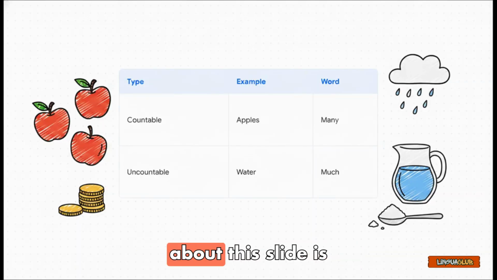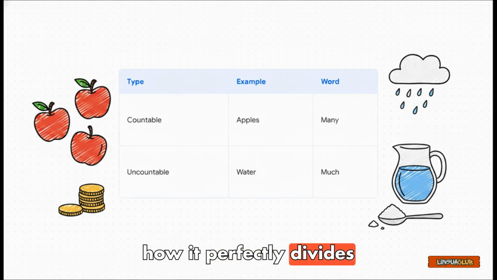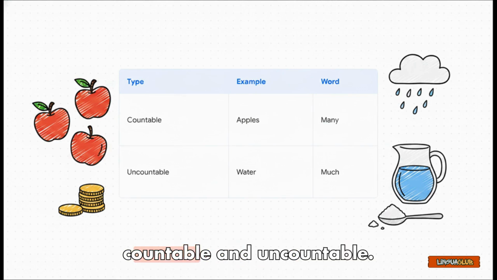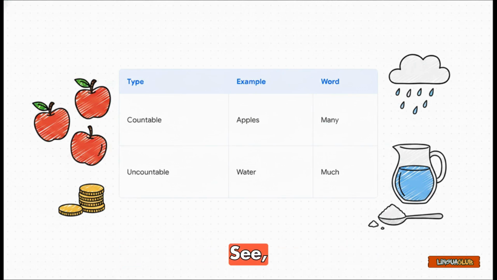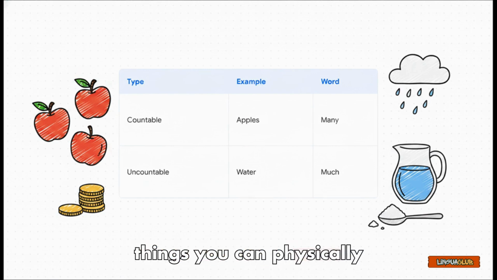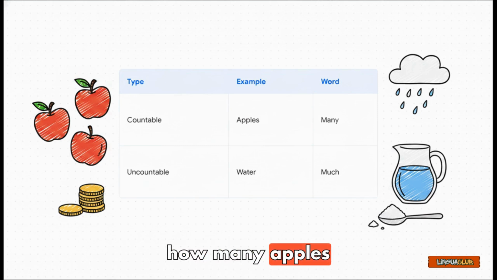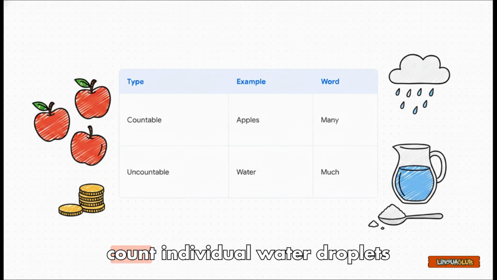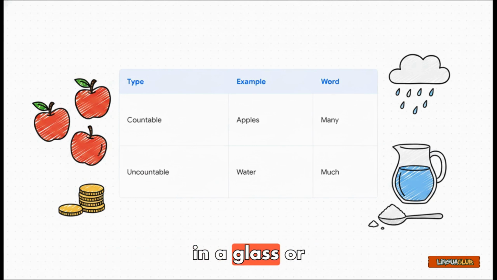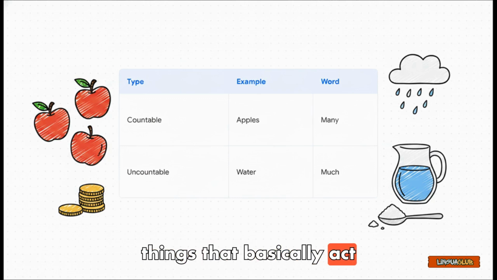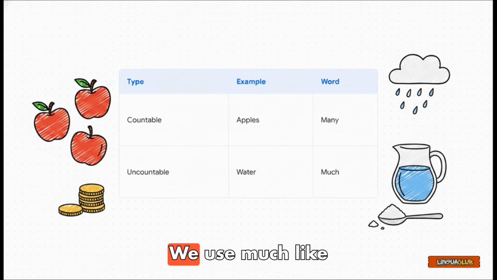Now, what's really interesting about this slide is how it perfectly divides the physical world into two categories, countable and uncountable. See, you use many for things you can physically count one by one. You can count 1 apple, 2 apples, 3 apples. So you'd ask, how many apples do you have? But can you easily count individual water droplets in a glass or individual grains of sugar? No way. For things that basically act as a single uncountable mass, we use much, like how much water do you have or how much sugar do you have?